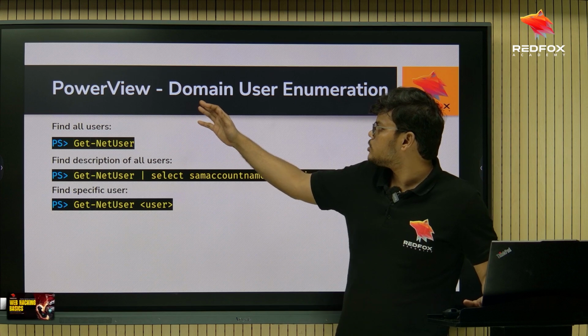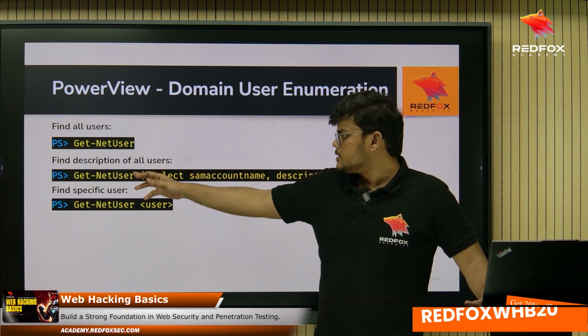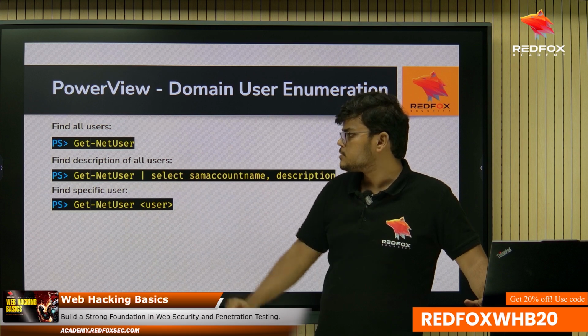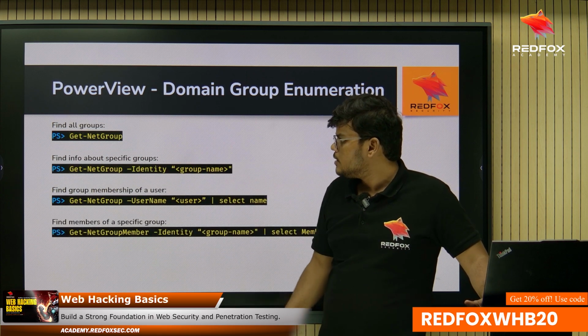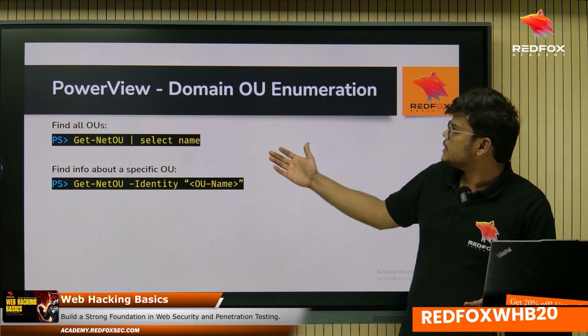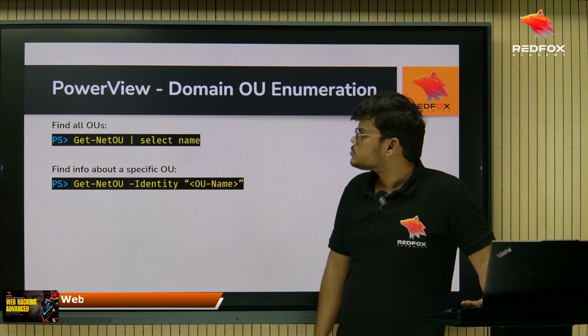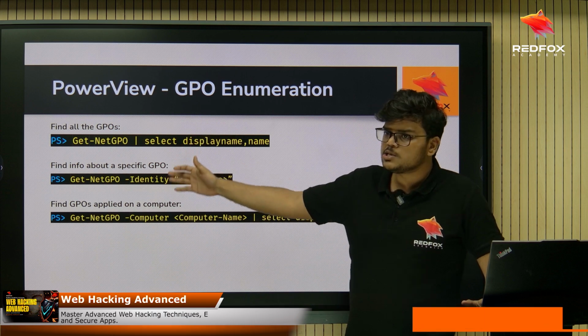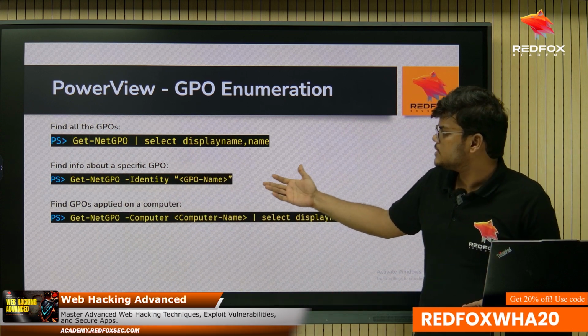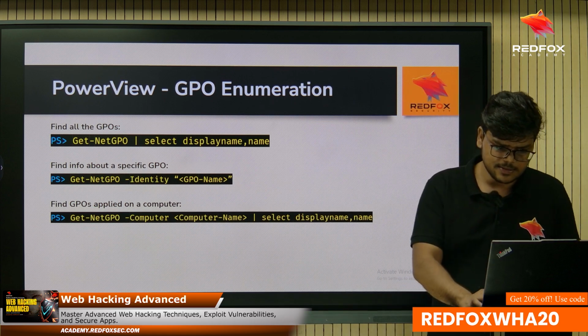For enumerating domain users, these are the commands: Get-NetUser, and you can find the descriptions of all the users using this command. Enumerating GPO, you can use these commands. Domain OU, you can use these commands. Don't worry, I am going to show these commands. Enumerating GPO is also very simple. You can use this command. It's very simple. Okay, Get-NetGPO, select display name, and these kinds of things.